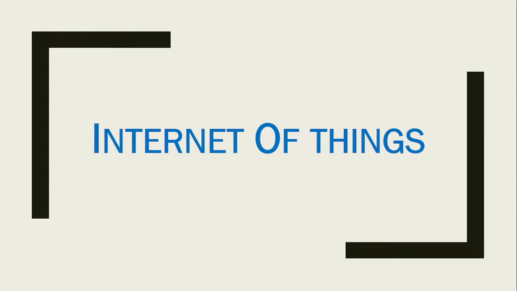Internet of Things can be implemented in so many different ways. It basically just means any object that is connected to the internet and has the capability to execute certain tasks without any human intervention. So that is the basic idea of Internet of Things.